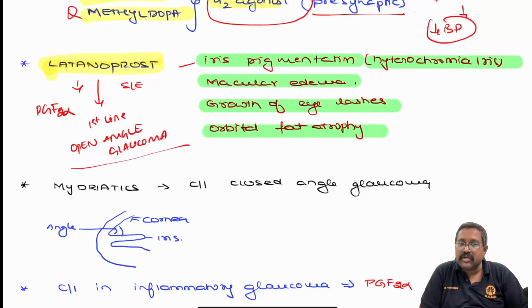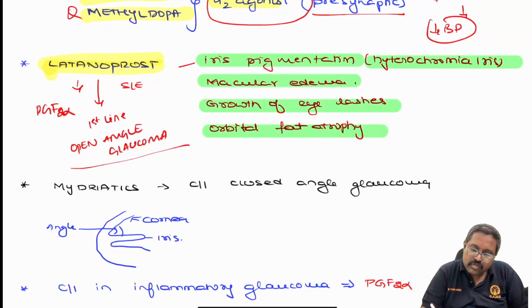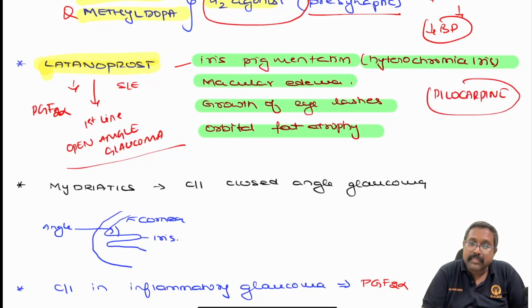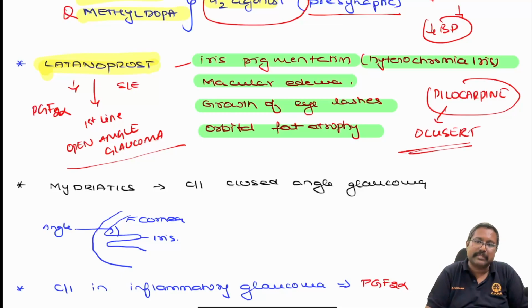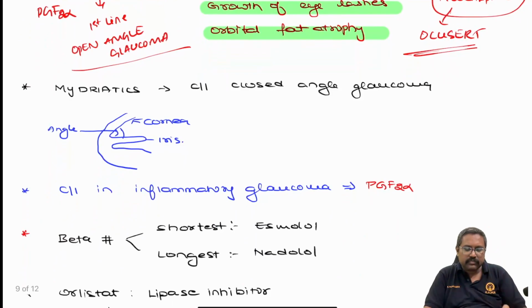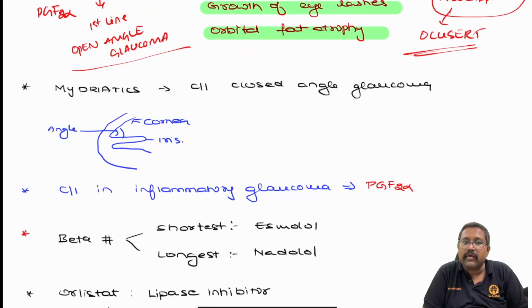Let me ask a question. Which is the cholinergic agent that can be used in the treatment of open angle glaucoma? The cholinergic agent is pilocarpine. So pilocarpine can be used, and please remember, the special drug delivery system that can be used to treat open angle glaucoma will be Ocusert. You should remember.